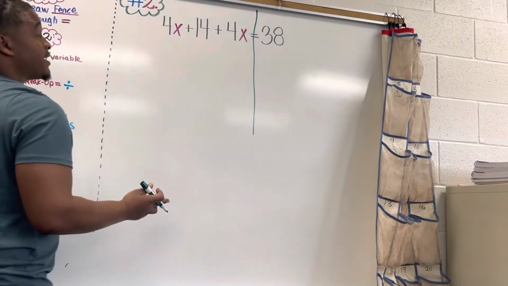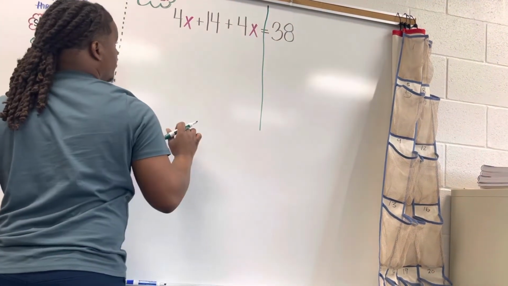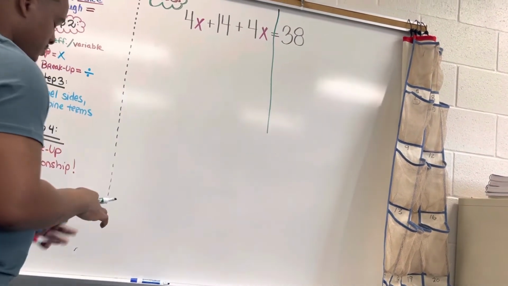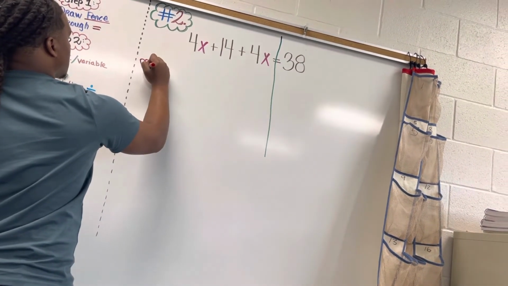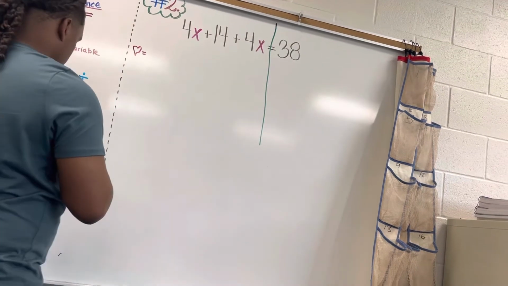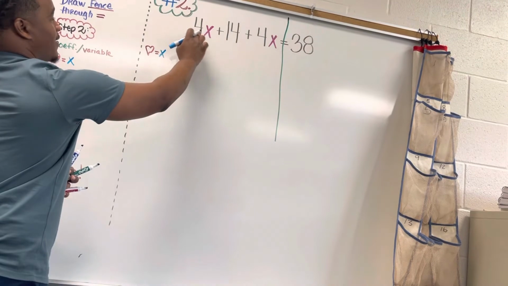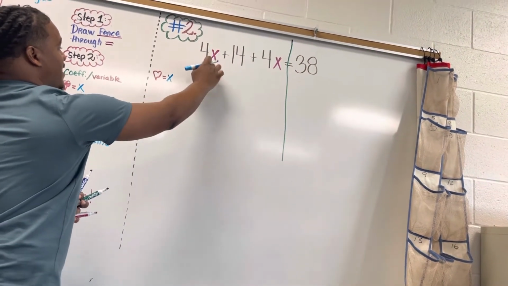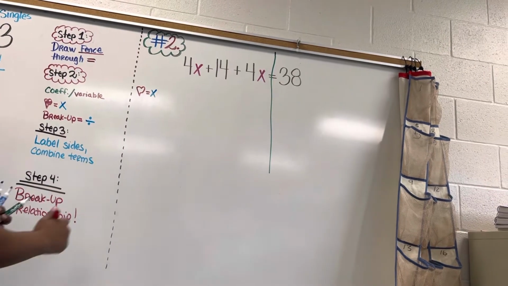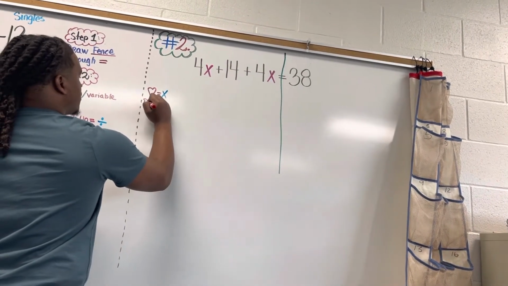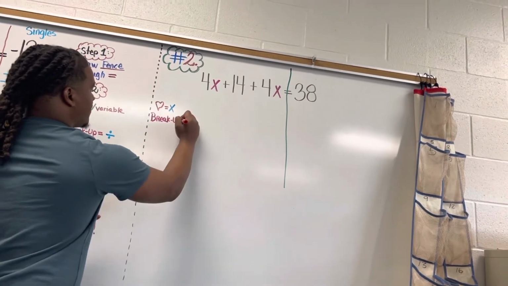I actually see 2 relationships. I see 4x and I see 4x again, right? In both relationships, the relationship is based on multiplication. So I'm gonna draw a heart and I'm gonna put the multiplication sign, because it's not saying 4 divided by x or x divided by 4, it's saying 4 times x. So the relationships are based on multiplication, which means the breakup at the end is going to be the opposite of multiplying, which is dividing.